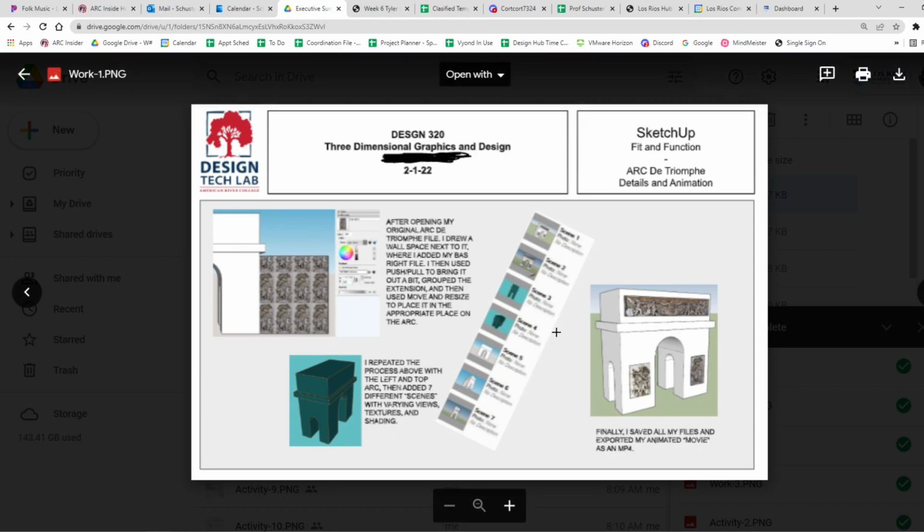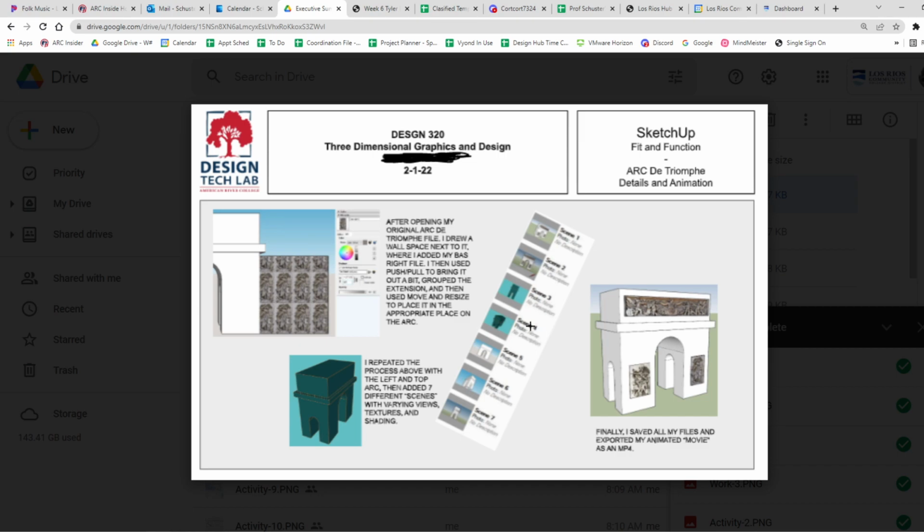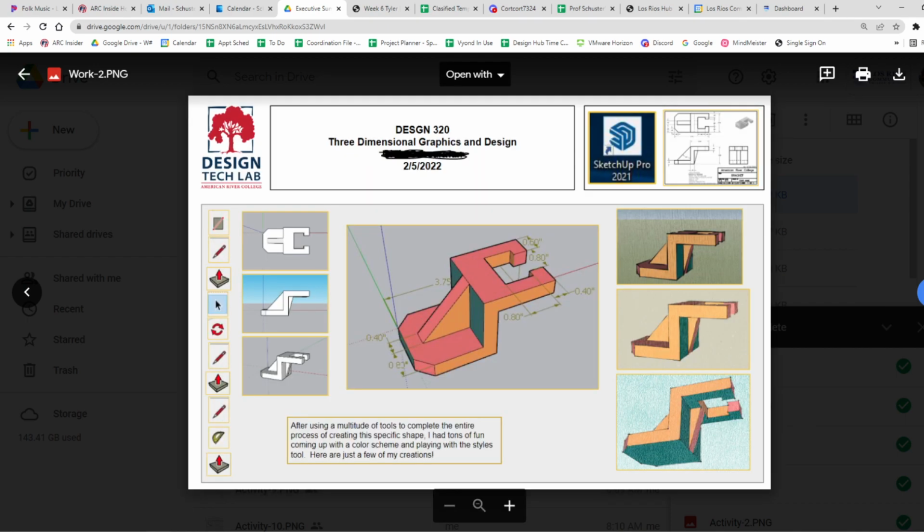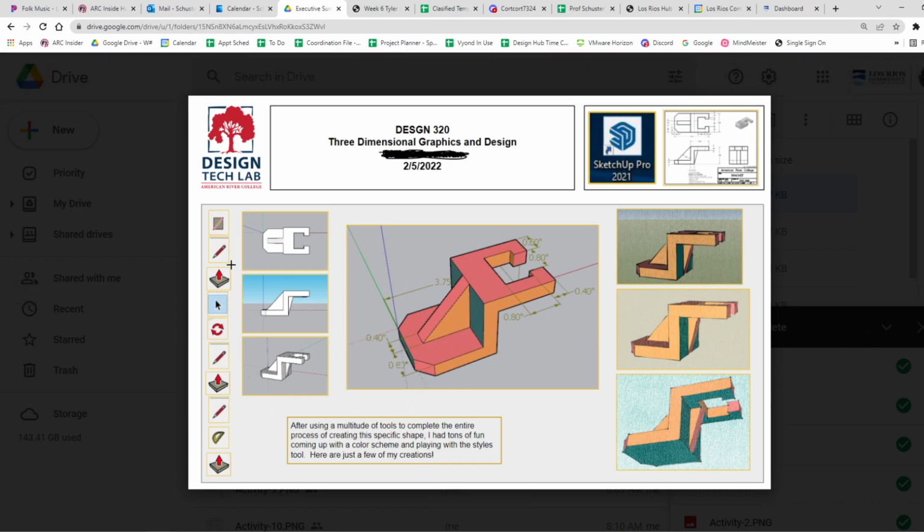Now this one's a little blurry. I didn't take a very good snip of it. It was much better looking in real. I didn't do a very good snip there. This one is really nice. Look at how easy it is to see everything.